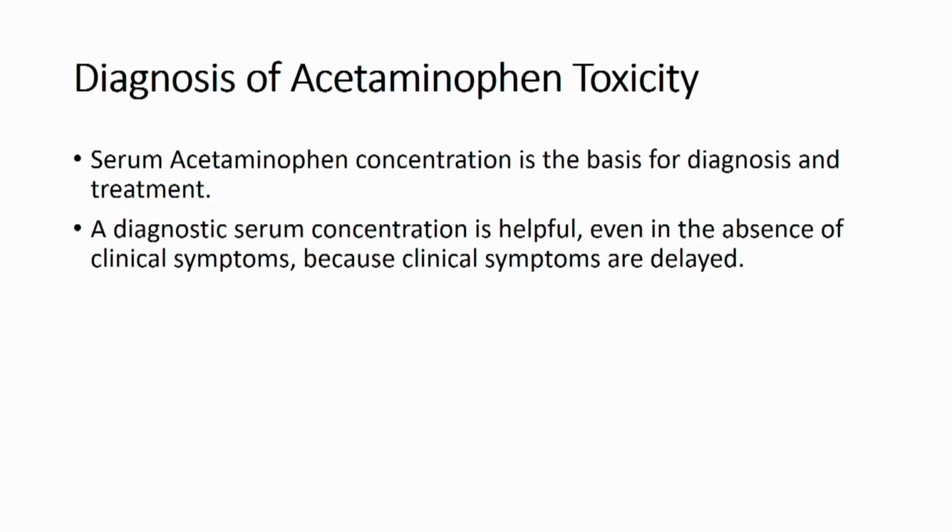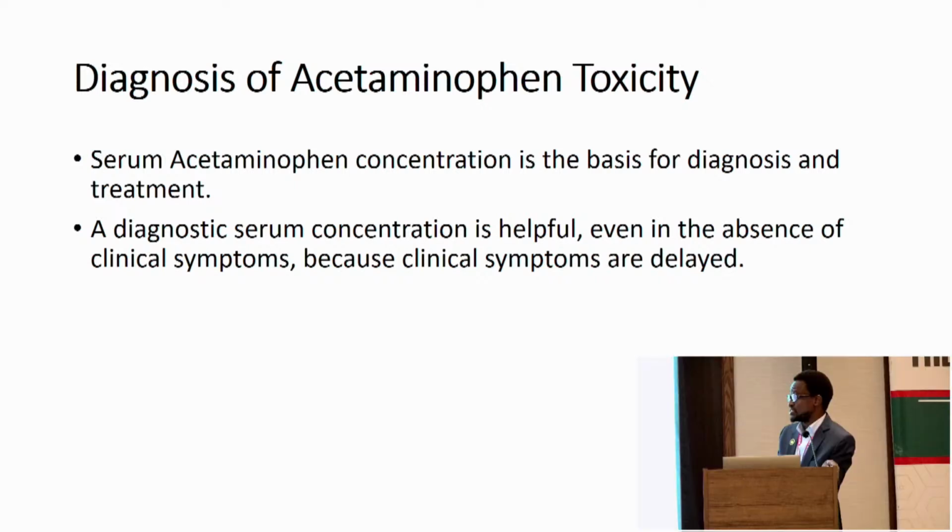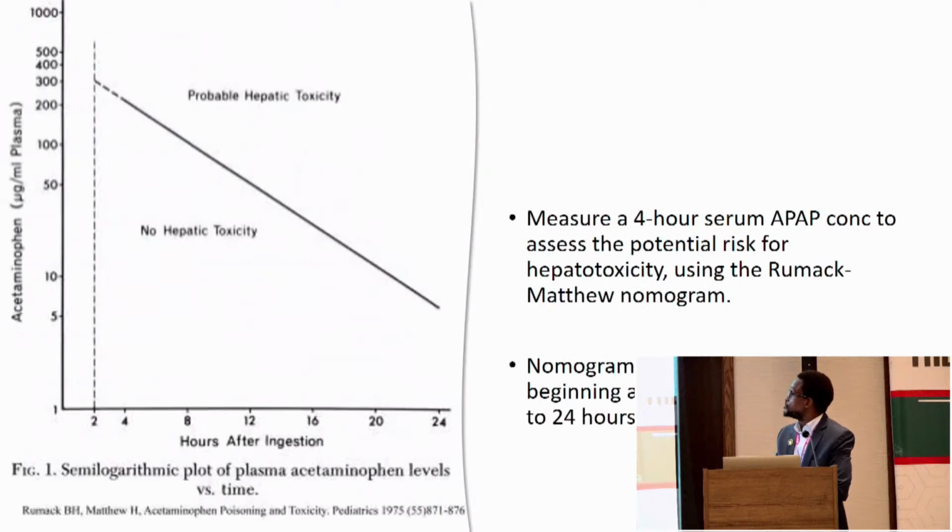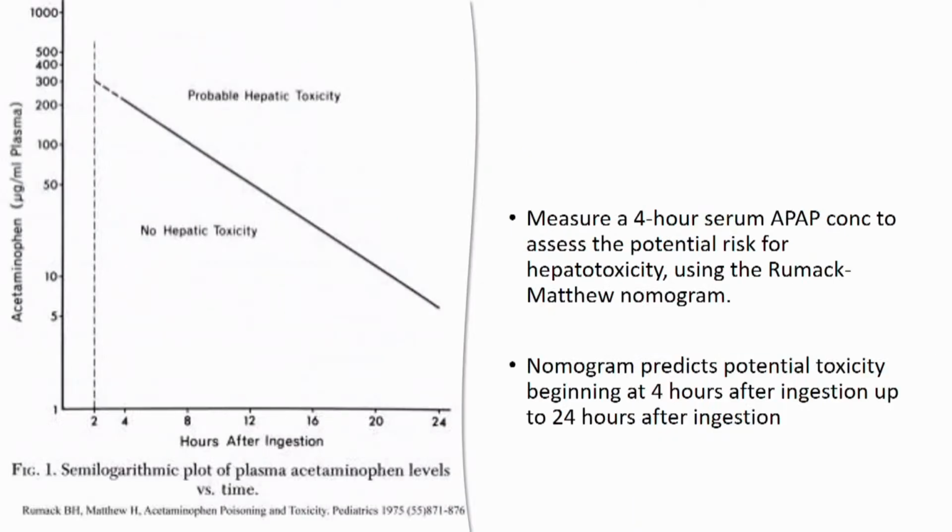How do you know that they have been overdosed? You take serum acetaminophen concentrations. That's the basis, and it's the basis for treatment as well. A diagnostic serum concentration is helpful even in the absence of clinical symptoms, because clinical symptoms sometimes are delayed, as with delayed release formulations. Then you use the nomogram, the famous Rumack-Matthew nomogram, which predicts the potential toxicity beginning at the 4th hour after ingestion up to 24 hours after ingestion.